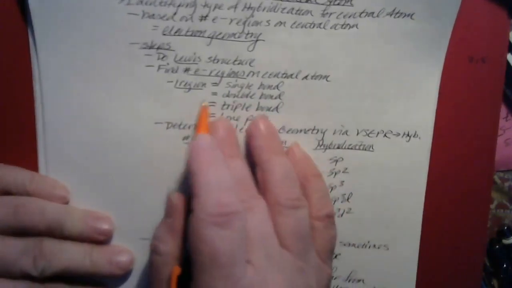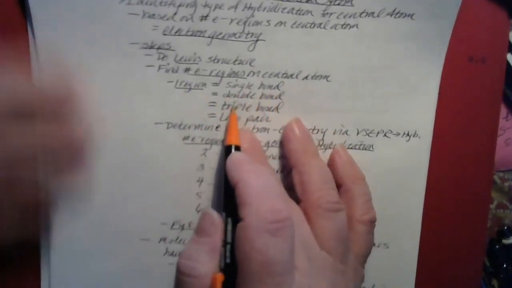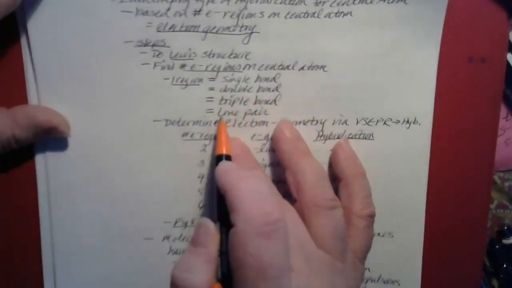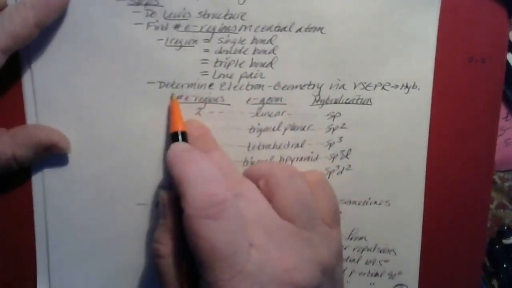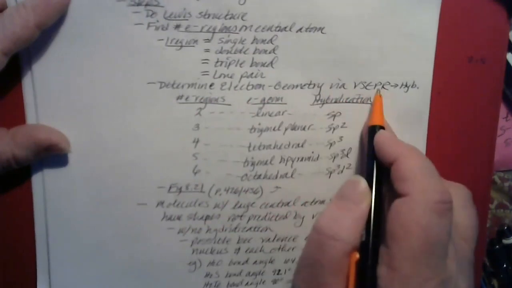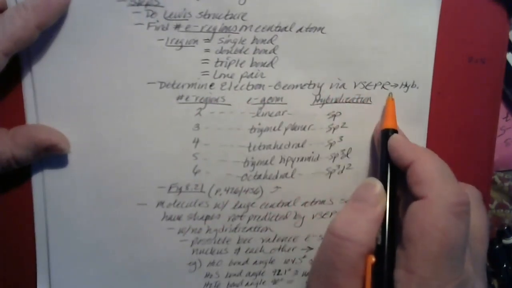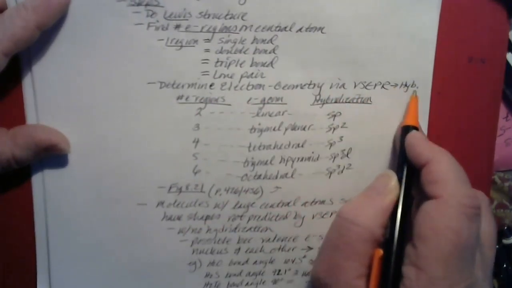A single region of electrons would be a single bond or a double bond or a triple bond or a lone pair. Each of these things qualifies as one region of electrons, remember? And then you determine the electron geometry from the VSEPR theory, and that will take you to the type of hybridization.